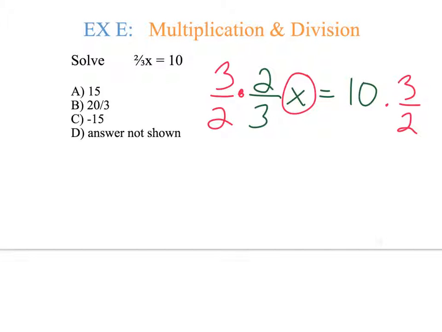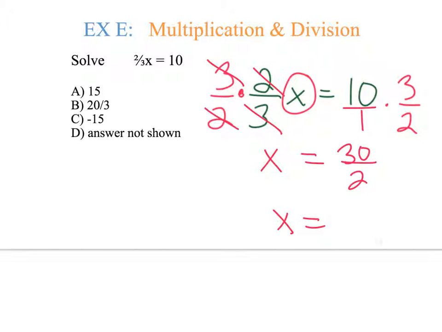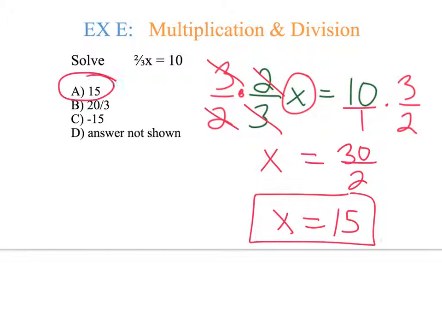So on the left side, if I'm thinking straight across the top, straight across the bottom, I get 6 divided by 6, which just is a 1, which just leaves me x. Or some of you are used to canceling numbers out. So this gives me x equals, the 10 we can put a 1 underneath it. Let's go straight across the top, straight across the bottom. And 30 divided by 2 is 15. So my answer is 15.